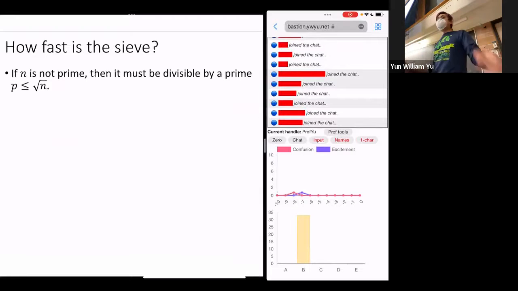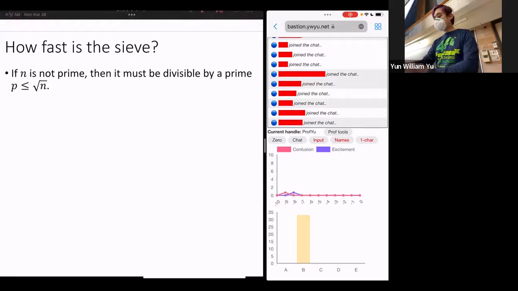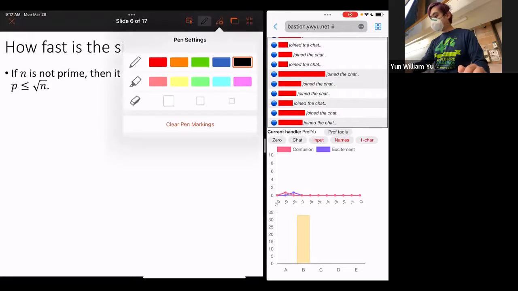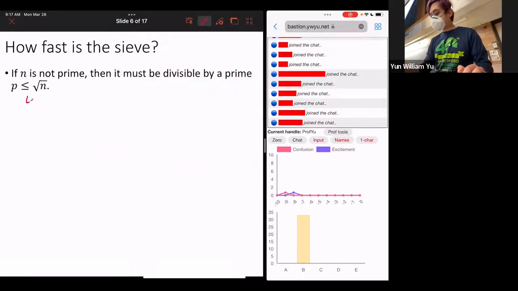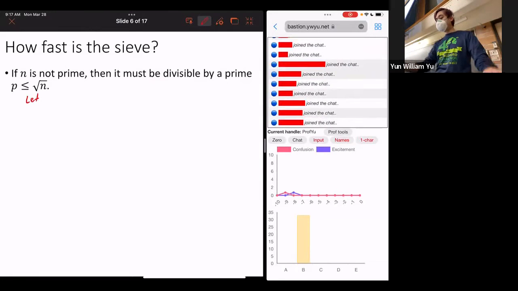So if n is not prime, then it must be divisible by a prime p that's less than or equal to the square root of it. So if you're talking about a number like 100, you only need to go up to primes smaller than 10. And the reason for this is pretty straightforward. So now that we know about proofs, we can just write out a direct proof. So let p be the smallest prime that divides n.